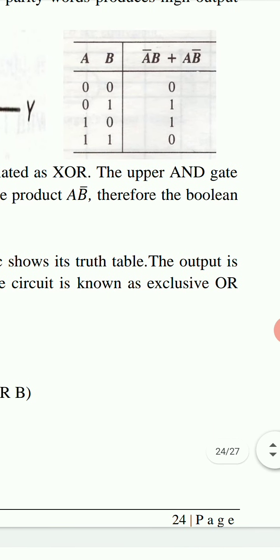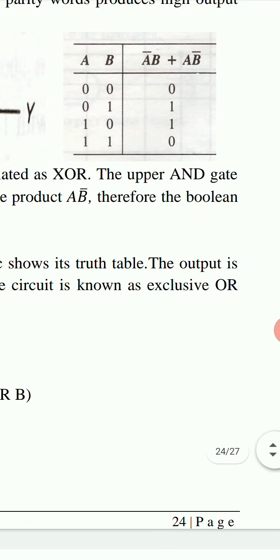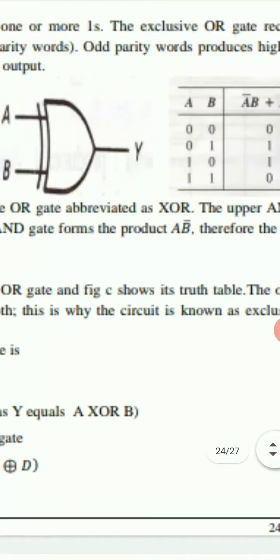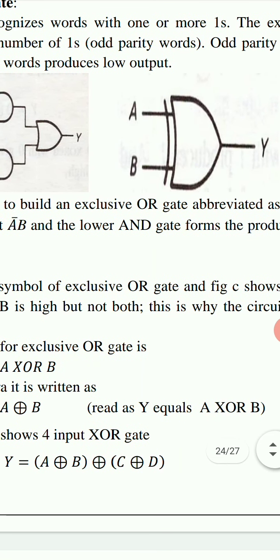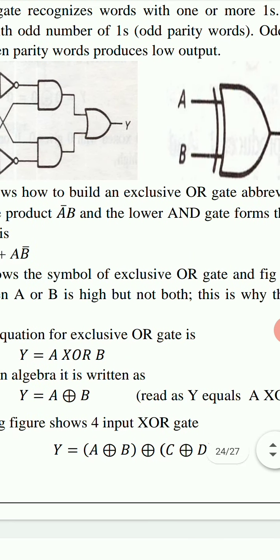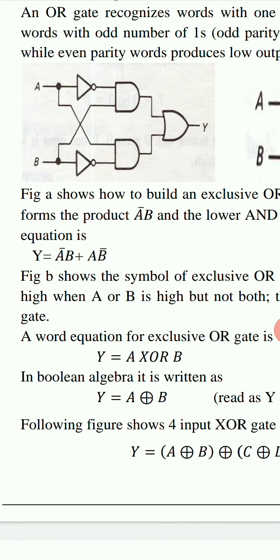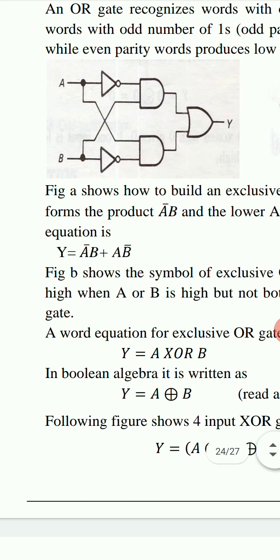In case second and third, when A is 0 and B is 1, or when A is 1 and B is 0, in these two cases input is 1 for odd number of times, and for these two cases output is 1. So this defines exclusive OR gate, which recognizes input words which have odd parity, words with odd number of ones. And this is the logic circuit for it.